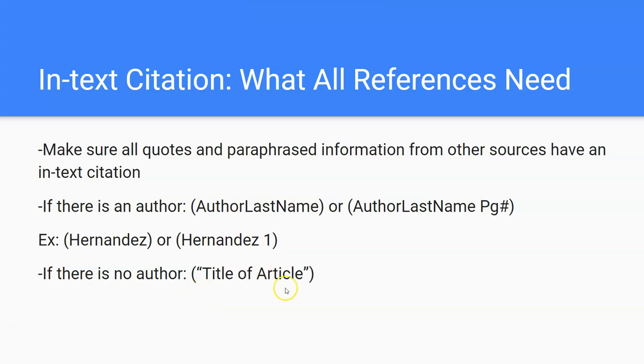If there is no author, some websites don't credit authors, you'll see that instead of an author, you might have title of article. Now that'll be in quotations and it will still have those trademark parentheses. This is also why I recommend not using parentheses in your paper as like some weird inner monologue, because it can get mixed up with the in-text citations.